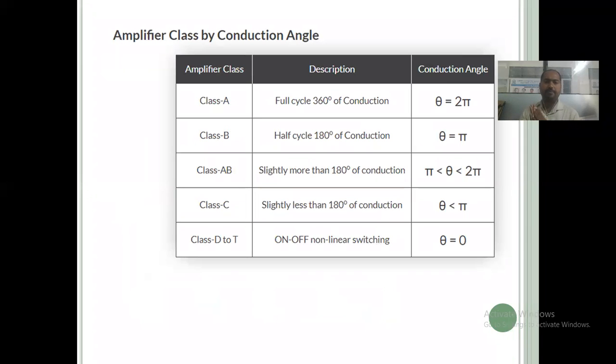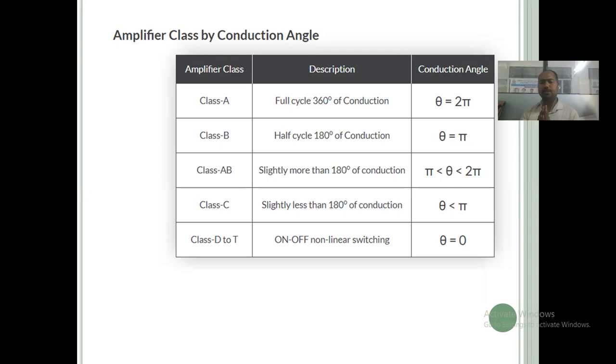See, amplifier class by conduction angle. We know that we have seen 5 different types of amplifier configuration or amplifier class. We have seen 4 types of configuration, that is class A, class B, class AB, and class C. These are the 4 types we have discussed. Plus we have somewhat discussed class D2D. That is not part of our syllabus, but for future need, since in our application we have to use the class D2 type of amplifier, that's why we have seen this, right?